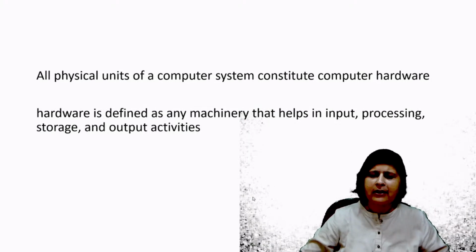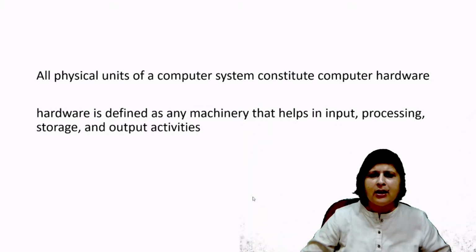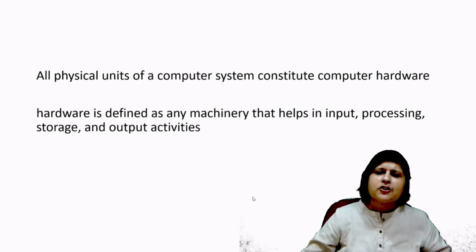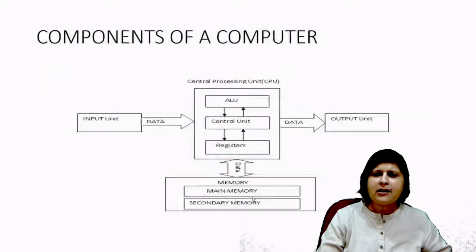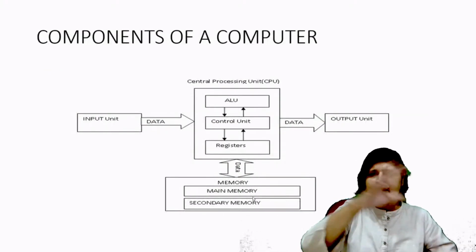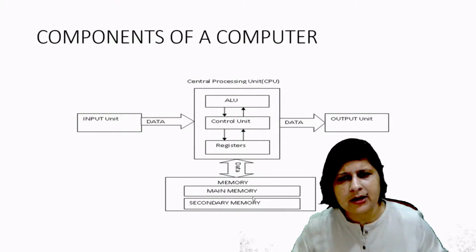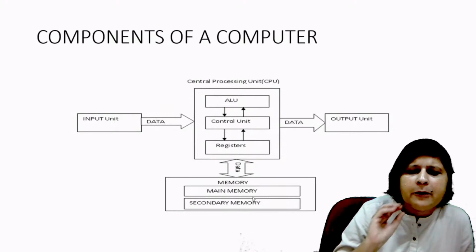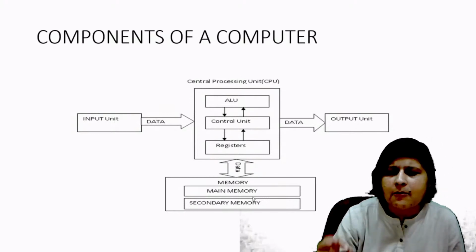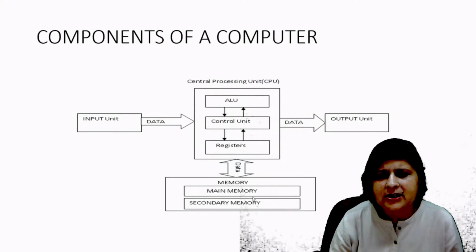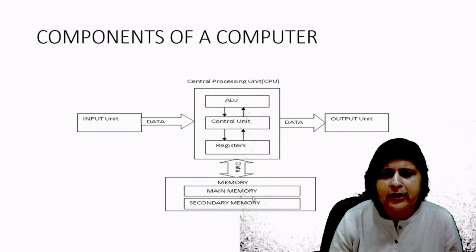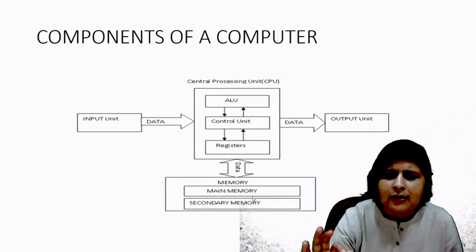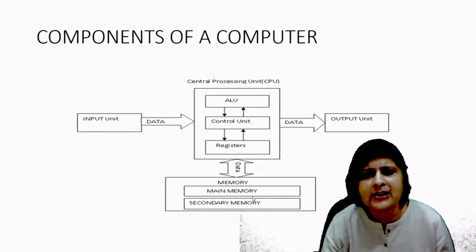The hardware could be any machinery that helps in input of data, processing of data, storage of data, and output of data. These are components of a computer system. Try and understand the components of a computer system. There are input units. Your keyboard is an input unit, your mouse is an input unit. Through the input unit, you enter the data. Then data goes to the central processing unit.